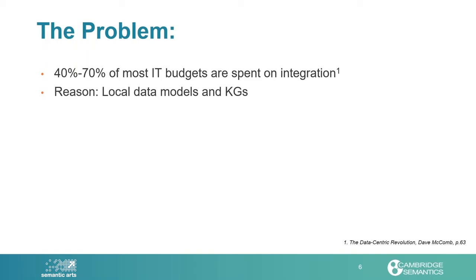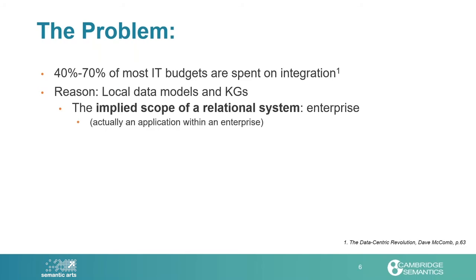most IT systems have local data models and local knowledge graphs. And what I mean by that is, if you think the implied scope of a relational system is supposed to be the enterprise, with the idea that a relational database might serve many applications, and that's the case in some cases, but in a lot of cases we find with clients that the actual scope of a relational system isn't even the enterprise. A lot of times it's just an application within the enterprise.